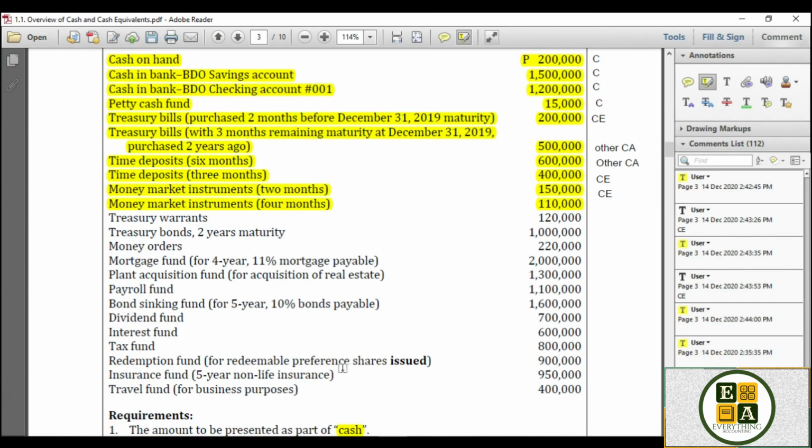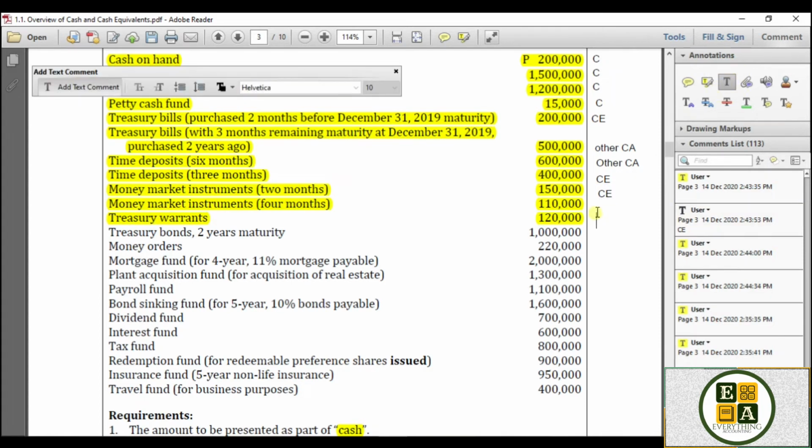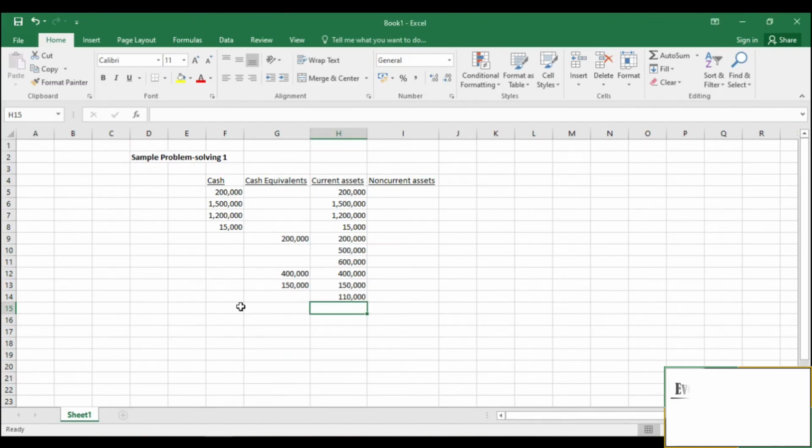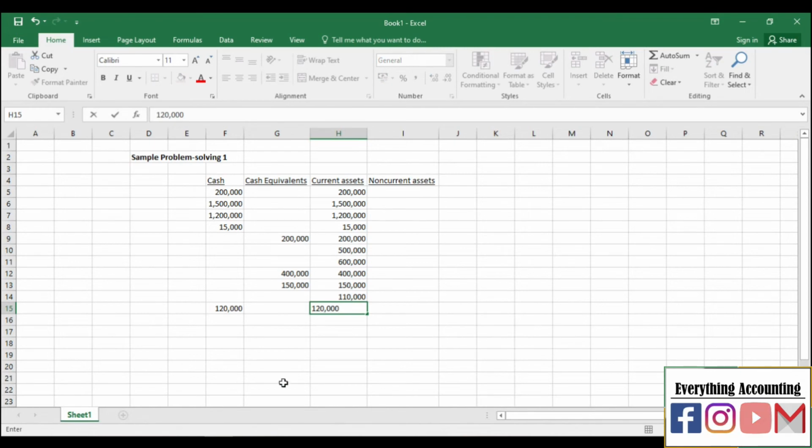Then, next, we have Treasury Warrants. Na-mention na to kanina. This is automatic. Part of cash. So, ito, this is cash. Ito pala kanina, yung nasa ibabaw is yung money market instrument. This is other current asset. Okay? So, yung Treasury Warrants, 120,000, part of cash. Pasok siya as current asset, 120,000.